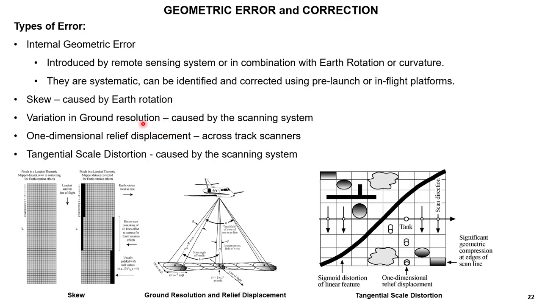And we will have variation in the ground resolution because of the scanning system. We know that the field of view is a little bigger and the pixels will not be exactly square, they will be rectangular. And we will have one-dimensional relief displacement, and we will have tangential scale distortion.